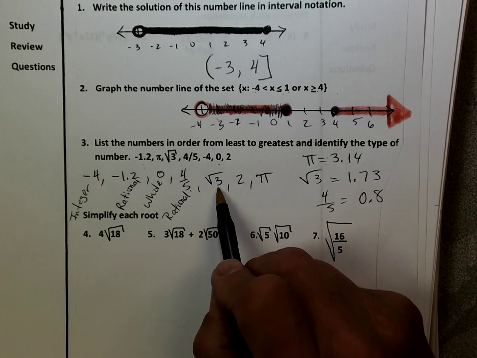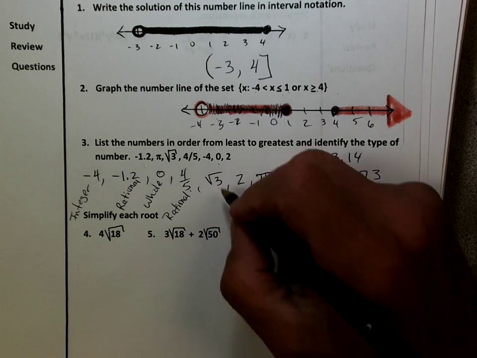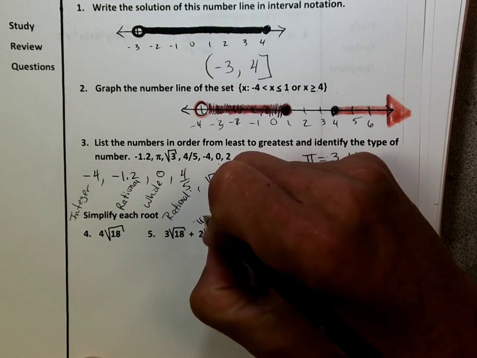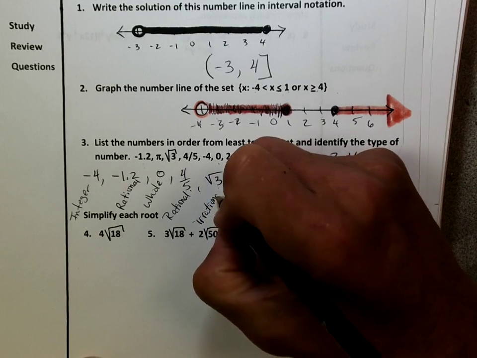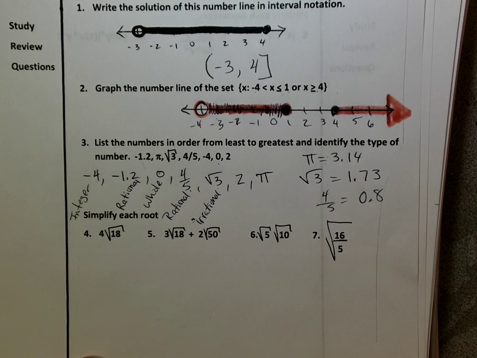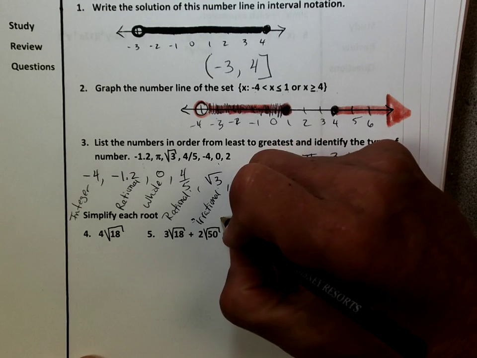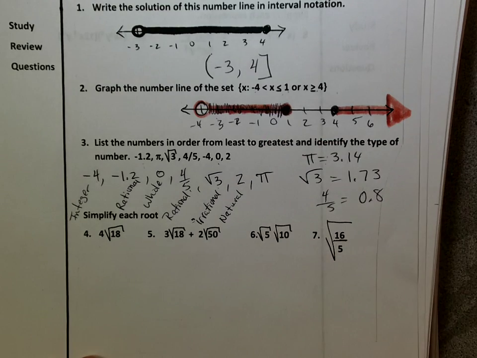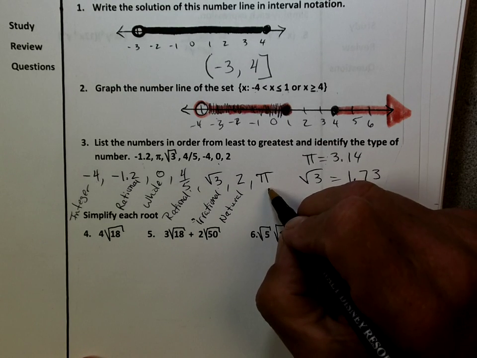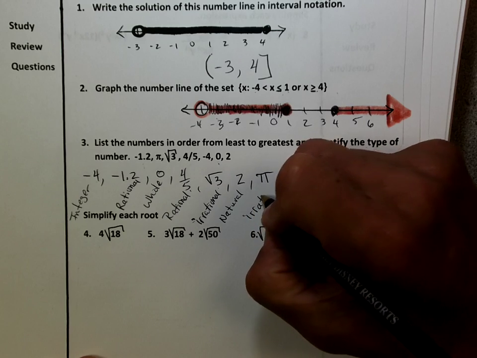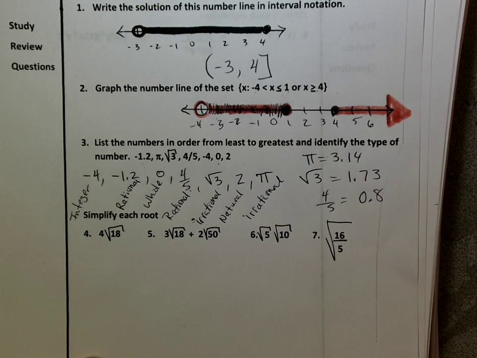Square root of 3 is one of those ugly decimal ones. It's irrational, right? If it's an ugly decimal, it goes on forever. It's irrational. Two could be a lot of things, but it's most specifically a natural number. And pi, of course, is that 3.14, blah, blah, blah. It's an irrational number. Okay, how's that?